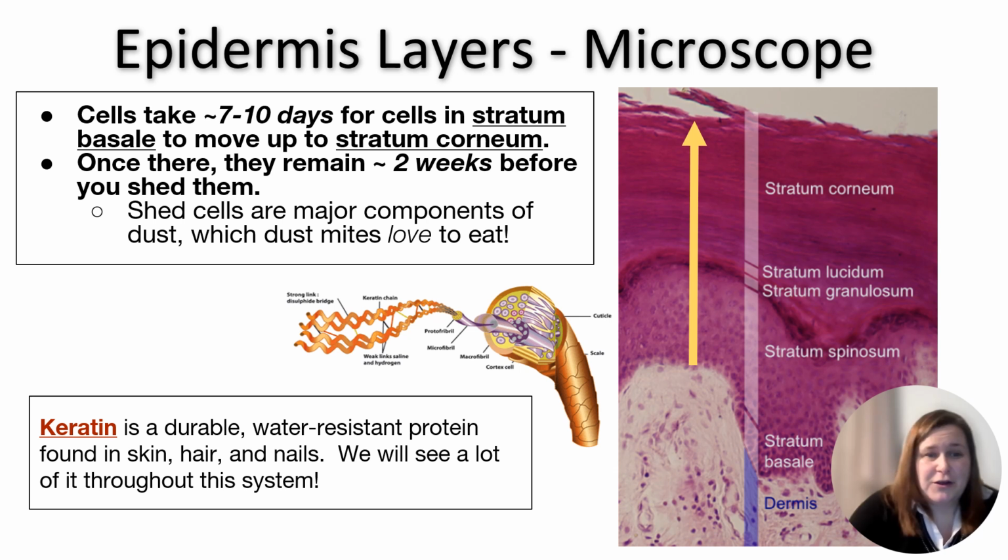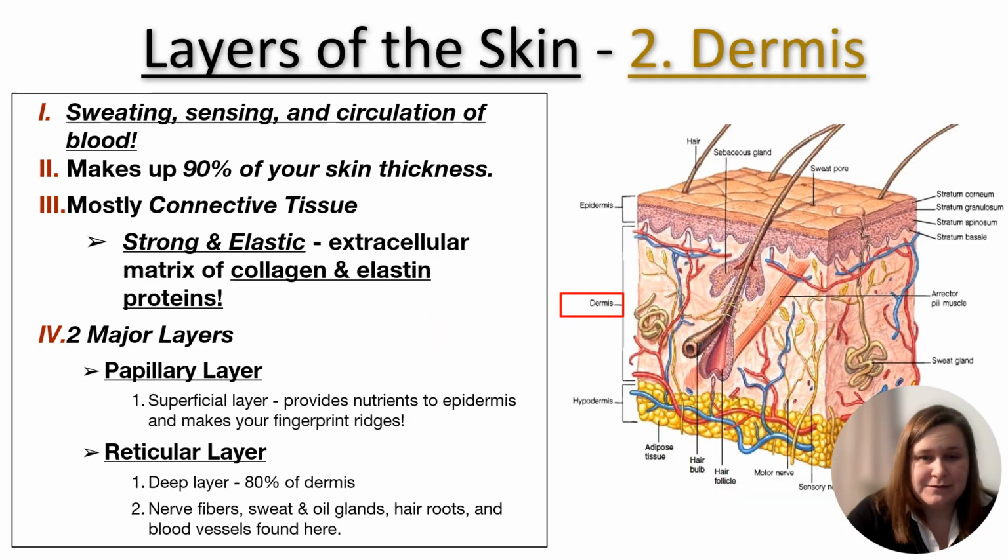And also a very important vocabulary word that's going to come in really handy throughout the rest of this unit is keratin. Keratin is going to be a durable, water-resistant protein. It's going to be found in skin, hair, and nails, and we're going to see so much of it throughout the system. So the next layer of skin that we're going to come to is going to be the dermis.